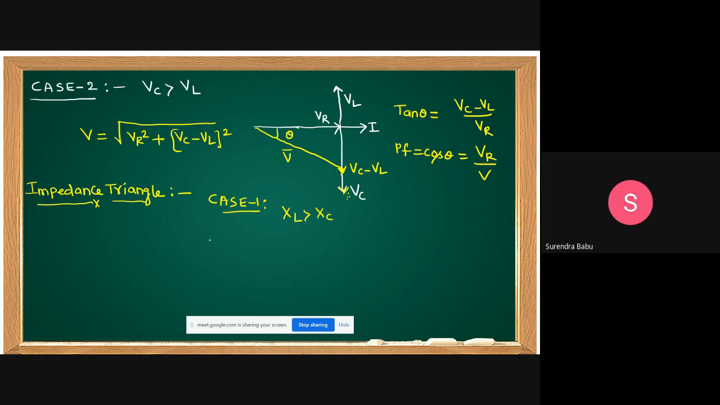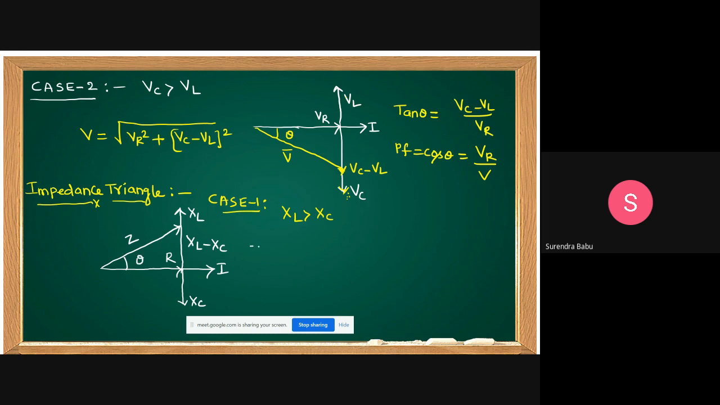That is inductive. It may be that inductive reactance is greater, or it may be that capacitive reactance is greater. Here I am taking the inductive reactance greater than the capacitive reactance. Then the resultant is at which side? Inductance side. Let the current be the reference, and this is R, and this is XL, and this is XC. Then what is the resultant? XL minus XC, at the XL side. This is the Z, and this is the theta.